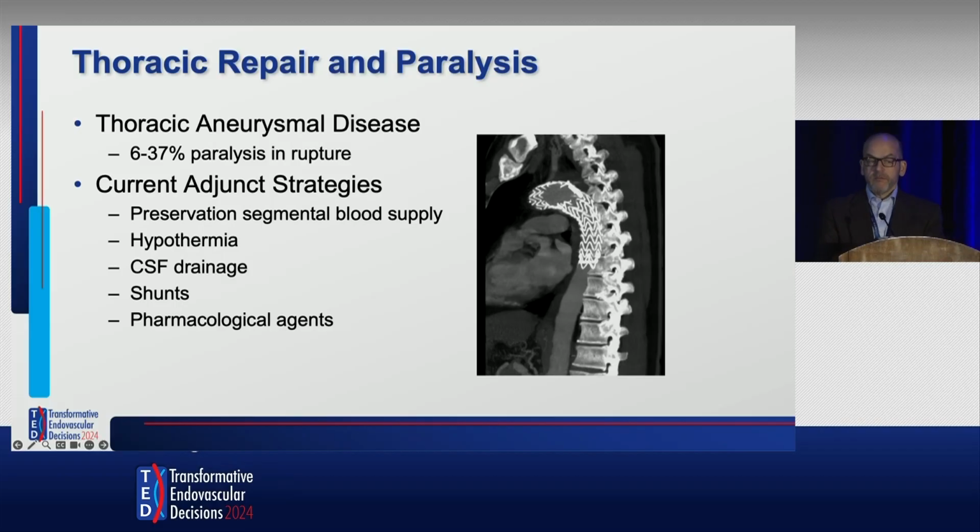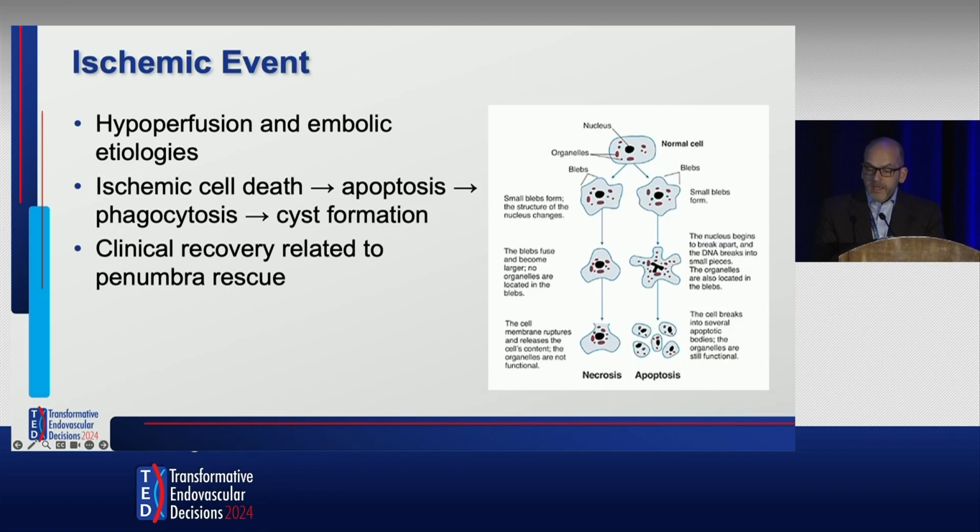So thoracic repair and paralysis is the dreaded complication outside of mortality. It's 6 to 37% of cases in the setting of rupture of complex aneurysmal anatomies. And the strategies I'll go over today briefly are around preservation of segmental blood supply, hypothermia. I won't touch on that much about cord hypothermia, but that has been described. CSF drainage, which I think is still controversial in the endovascular realm, and I'd like to hear what the panel has to say about that. Use of shunts, and then on the horizon, pharmacological agents that exist.